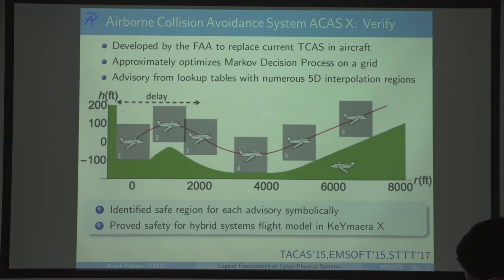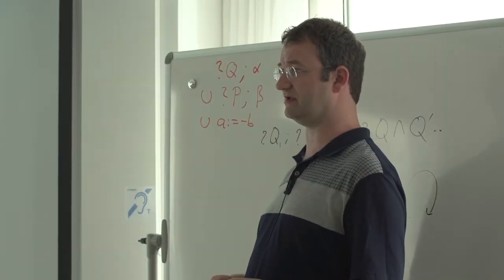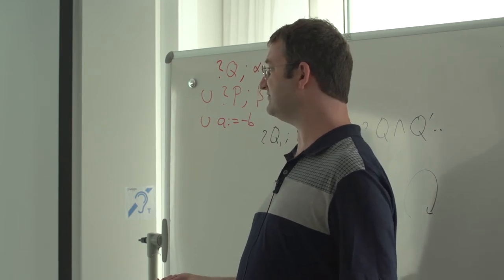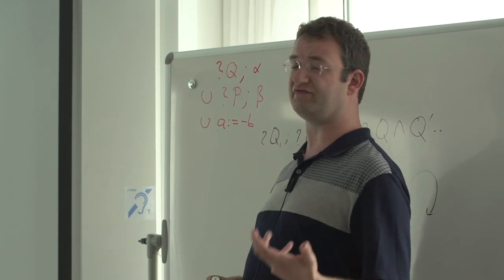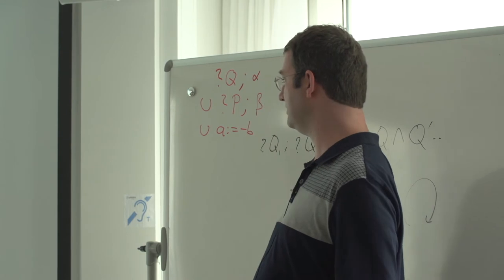They approached us and said, please verify this thing because it's a hybrid system, which is of course true, but it's also a large one because it has, in this five-dimensional state space with interpolation, about 500 billion modes or something like this, which is hybrid but also very hybrid. So instead what we did is identify safe regions symbolically inside of this gigantic table and then verify safety of the system in Chimera X and then subsequently compare.